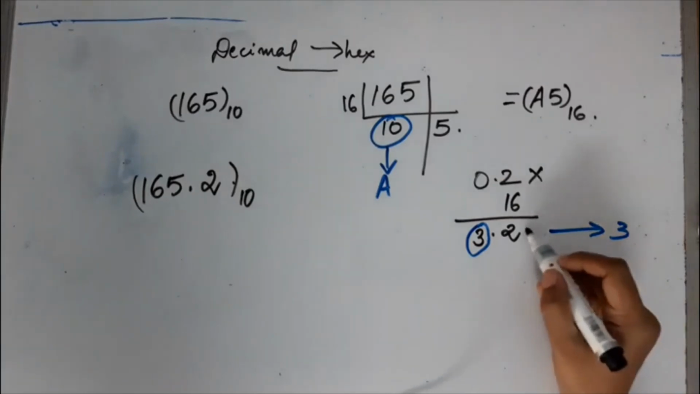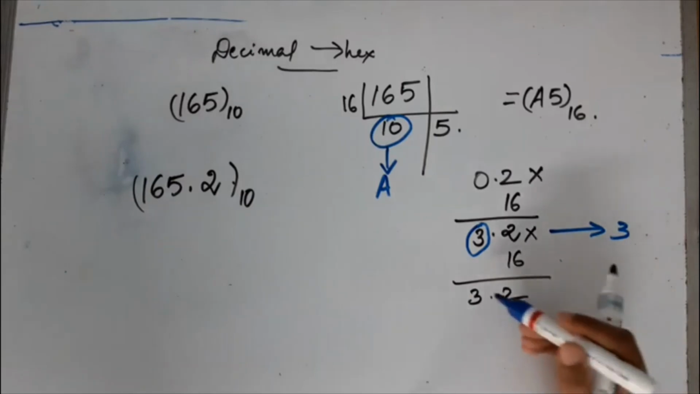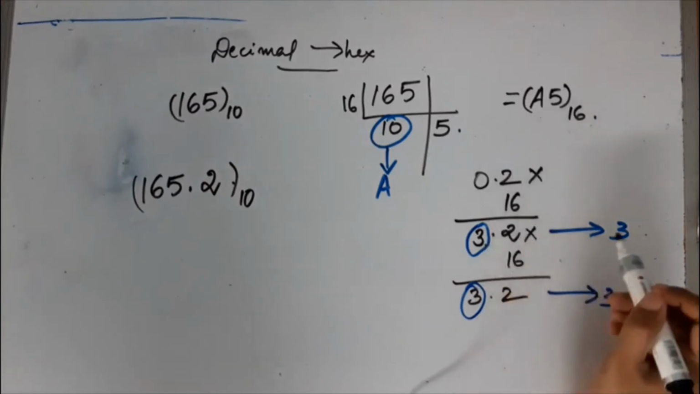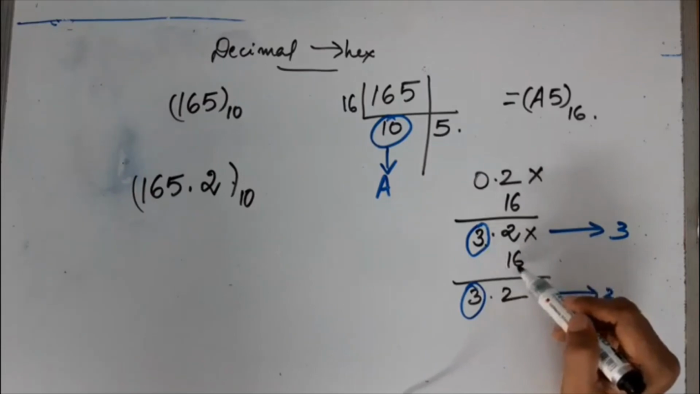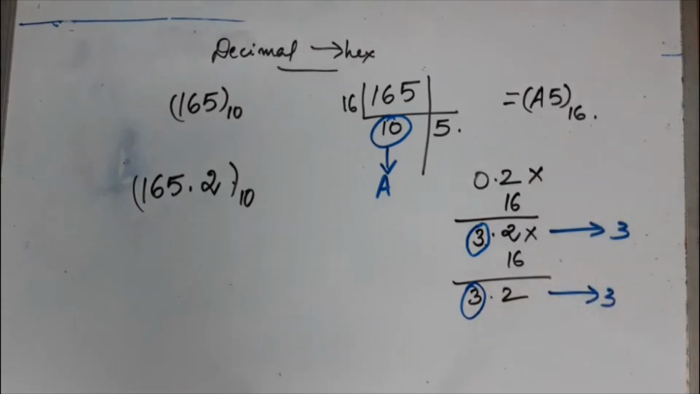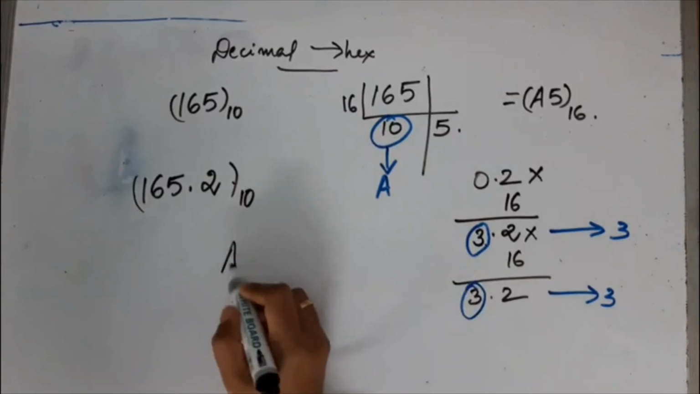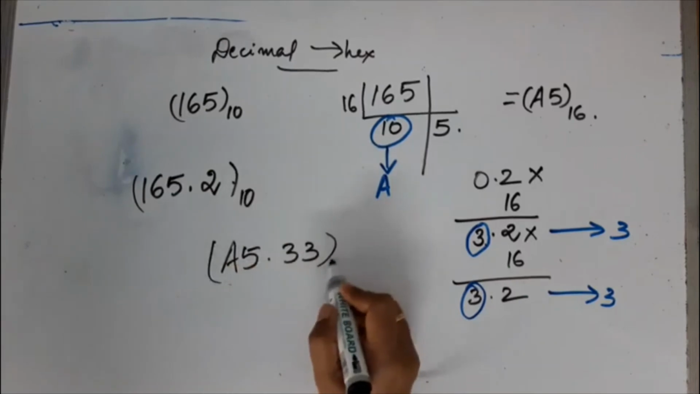and 0.2 will again get multiplied by 16. Again you will get 3.2. Again we'll remove the 3. So what is remaining is 0.2. And 0.2 is multiplied by 16 again. That's why we again get 3.2. So in this particular example, this will continue infinitely and you will be getting 3. Okay. So you will write it as A5.33 to the base 16.